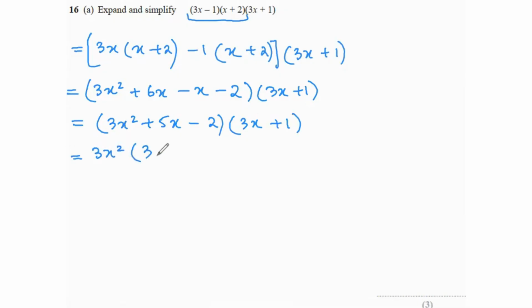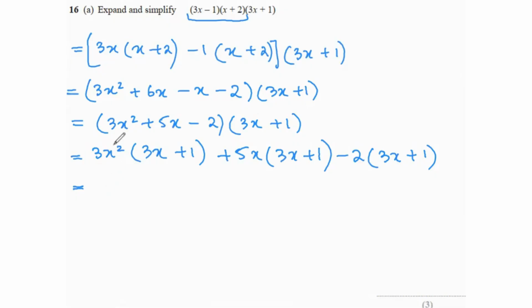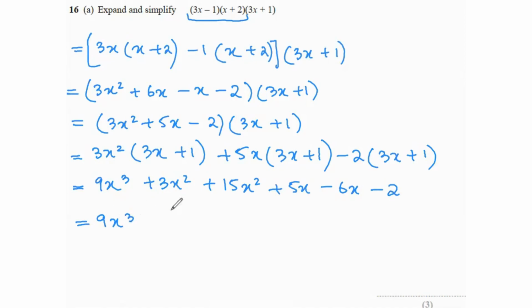3x squared times 3x plus 1, plus 5x times again 3x plus 1, and minus 2 times 3x plus 1. So that's 3 times 3, 9x cubed plus 3x squared plus 15x squared plus 5x minus 6x minus 2. That's 9x cubed plus 18x squared minus x minus 2. And that is your expansion.